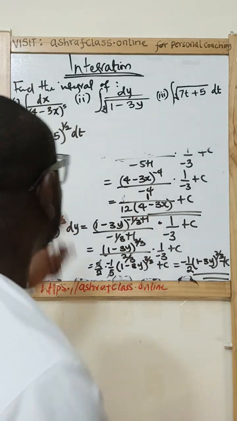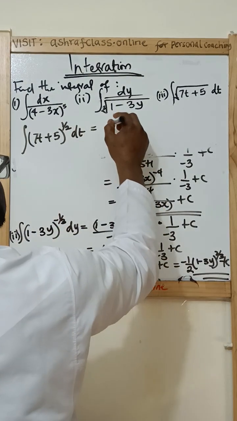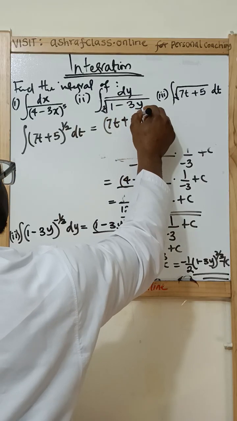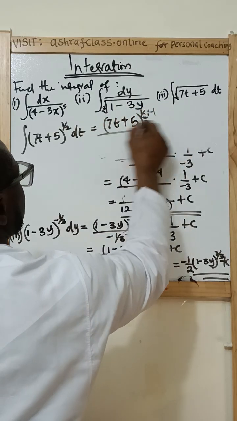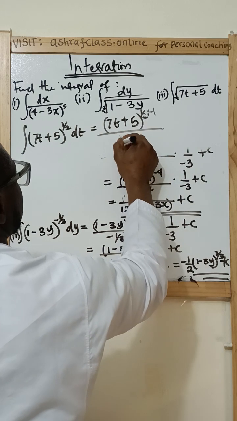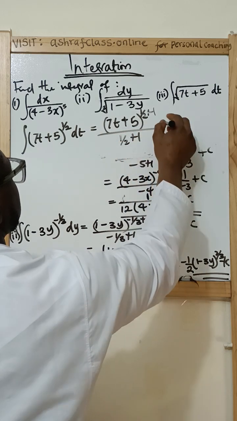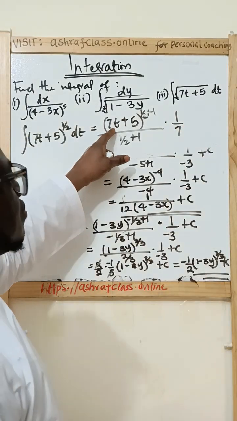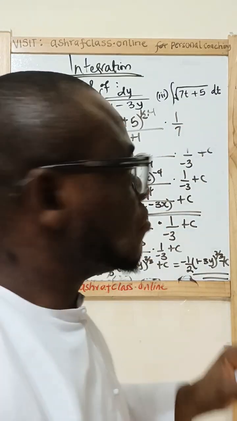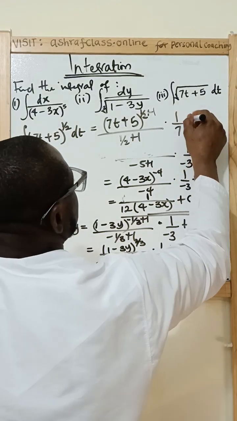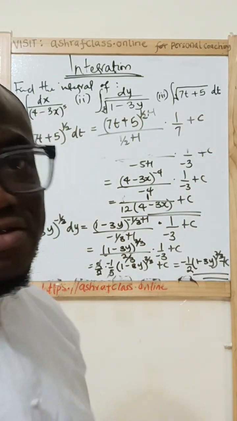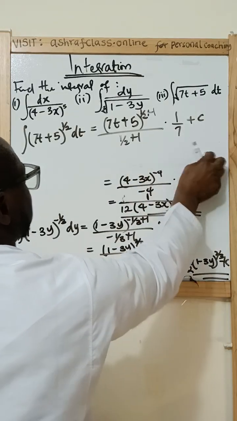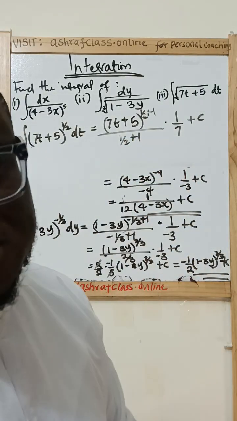Now, this is going to be (7t plus 5) raised to the power 1 over 2 plus 1, over 1 over 2 plus 1, times 1 over 7, that is the inverse of the coefficient of t. We multiply it by that, plus c. So we just need to simplify to get the final answer. We have carried out our integration here.